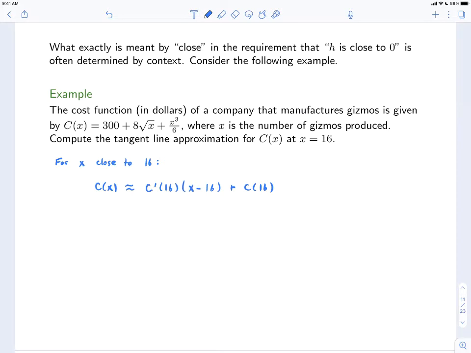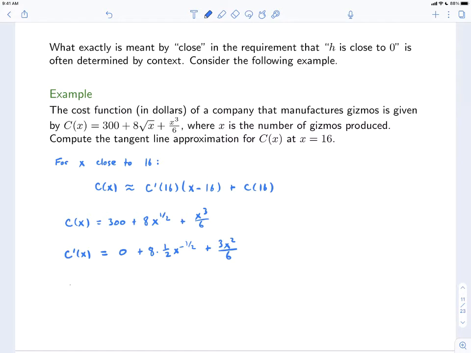First, we need the derivative. So let's rewrite c. c at x is 300 plus 8 times x to the 1/2 plus x cubed over 6. I wanted to write the square root of x as x to the 1/2 so that I could see that it was x to a power. And now we differentiate term by term. The derivative of 300 is 0, plus 8 times the derivative of x to the 1/2, that's 1/2 x to the negative 1/2, plus the derivative of x cubed is 3x squared, and this is divided by 6.